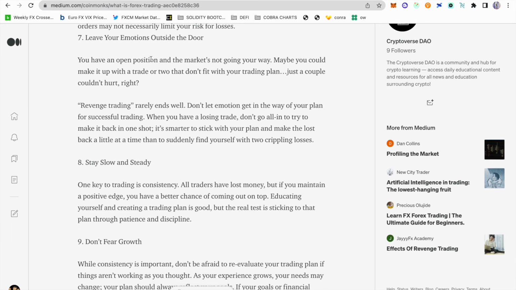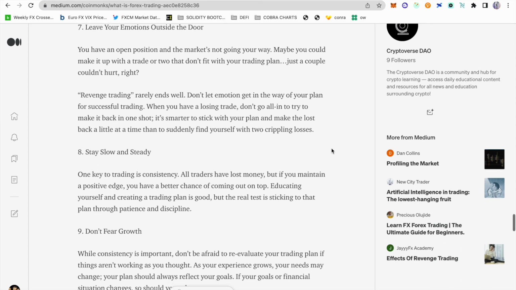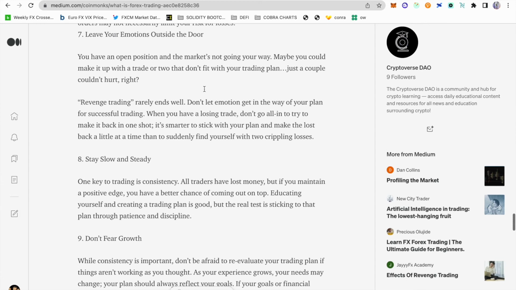Leaving your emotions outside the door. This is really important. You have an open position, and the market's not going your way. Maybe you could make it up with a trade or two that don't fit with your trading plan. Just a couple couldn't hurt, right? Revenge trading, we call this. It rarely ends well. So never go against the market conditions. If you've been stopped out, don't revenge trade. Don't let emotions get in the way of your plan for successful trading.